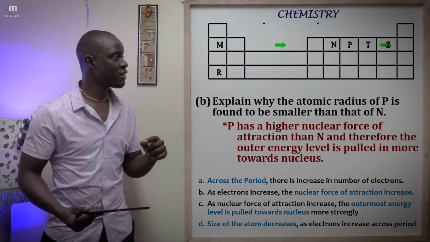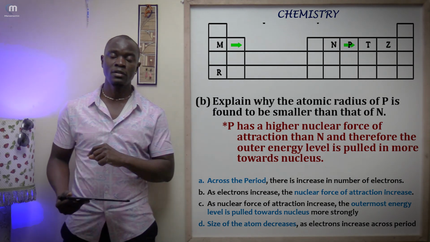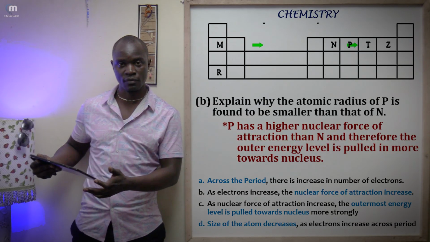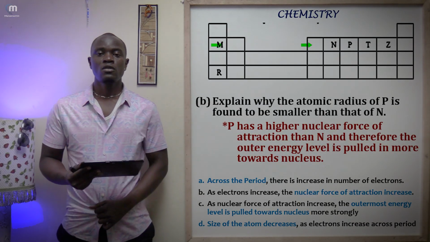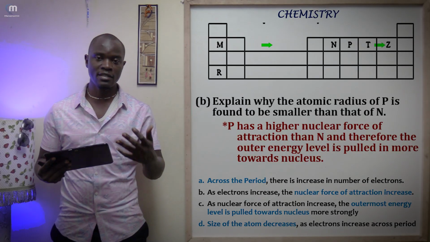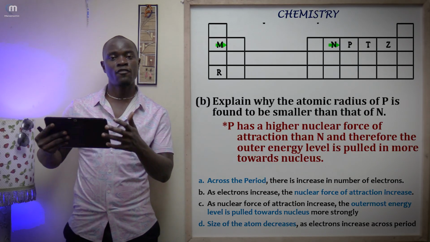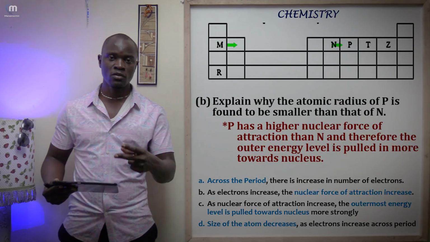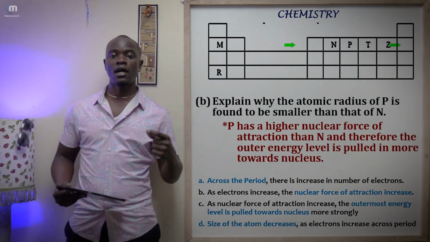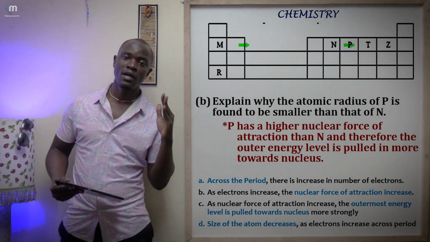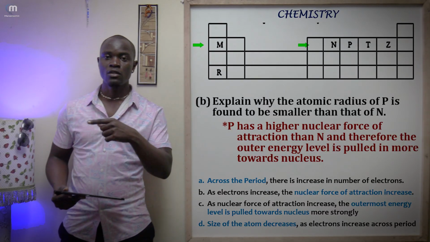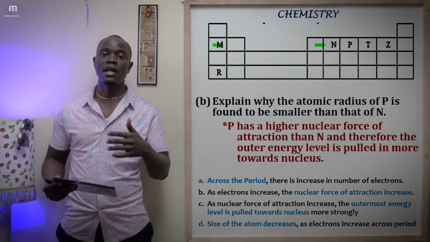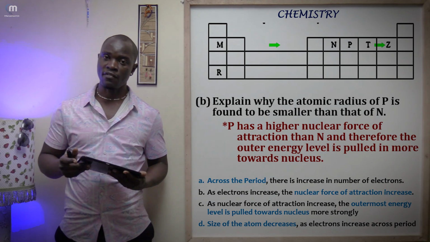So again, I repeat, as we move across the period, there's an increase in the number of electrons. That is the first thing. So as the number of electrons increases, the nuclear force of attraction also increases. So we have two things. So the first thing is across the period, as we move from left to right, there's an increase in the number of electrons. That is the first step.